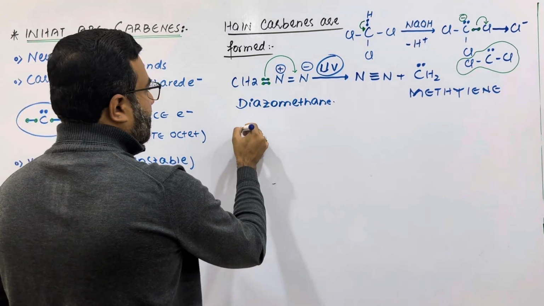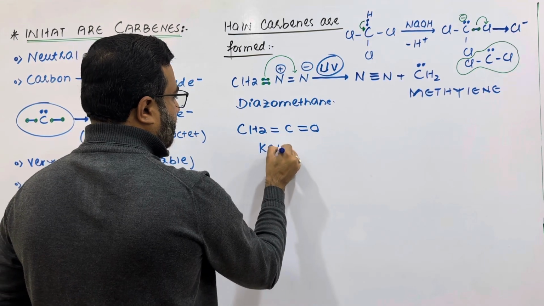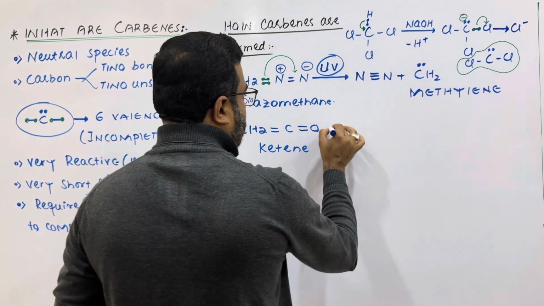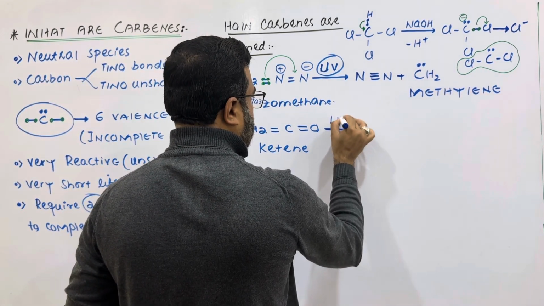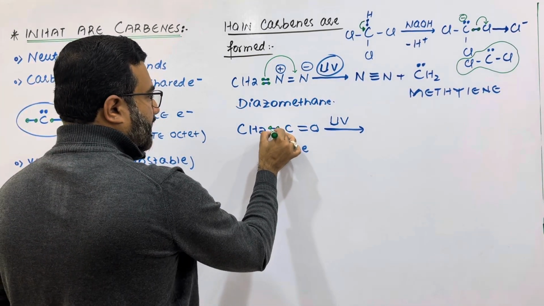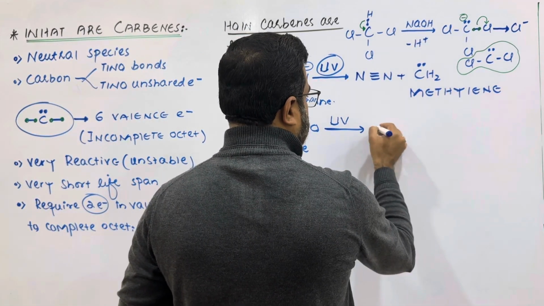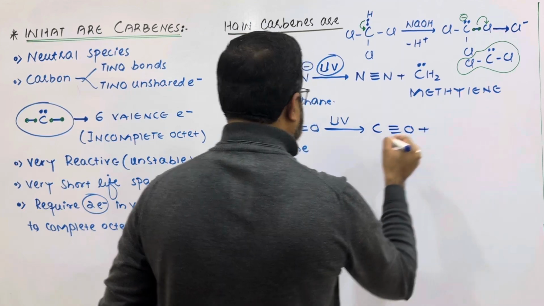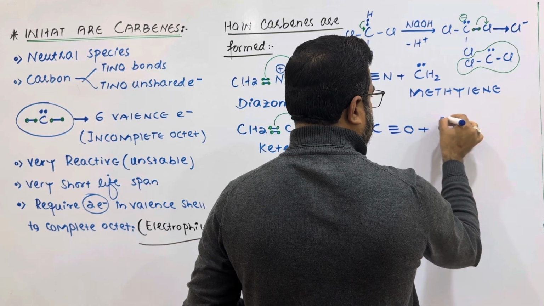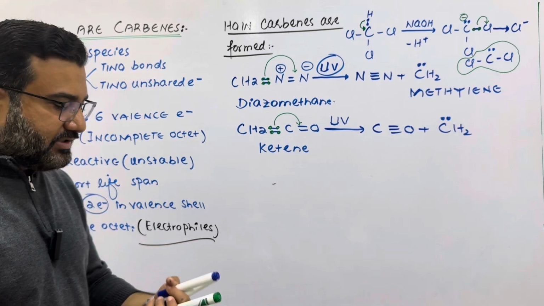Similarly, if we have a ketene, it is not a ketone. There is a double bond between carbon, so it will be a ketene. And it is exposed to ultraviolet radiations. Again, the same happens. There are four electrons. The two electrons will be taken by carbon to form a triple bond with oxygen, and you will get carbon monoxide. And these two remaining electrons will be given to the carbon, and again the methylene carbene is produced. So these are three common methods to produce the carbenes.